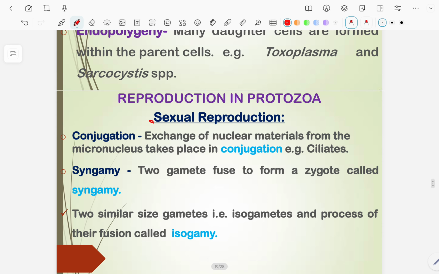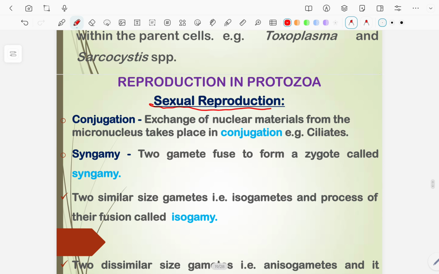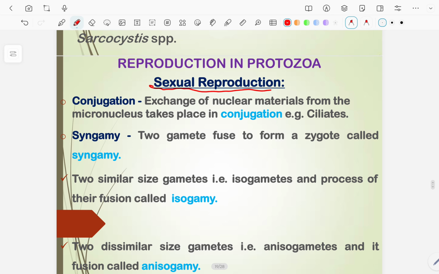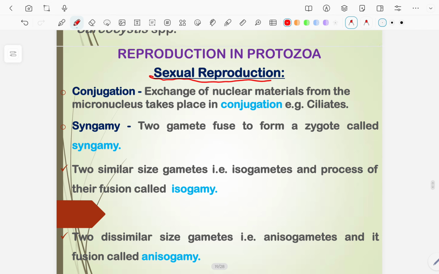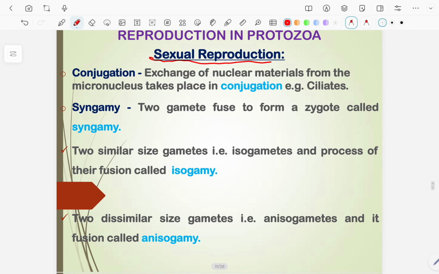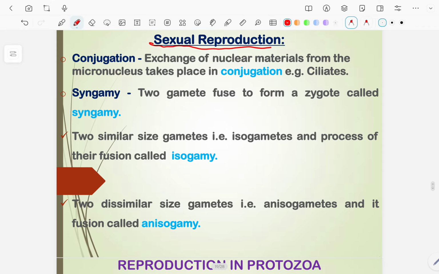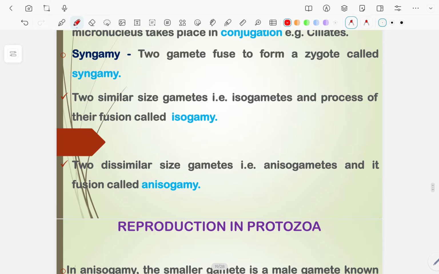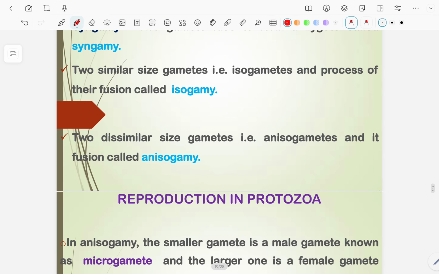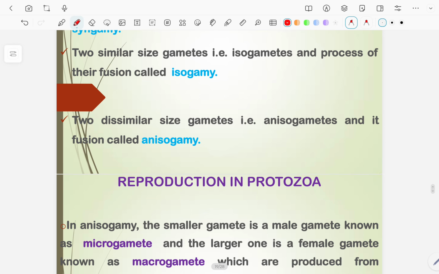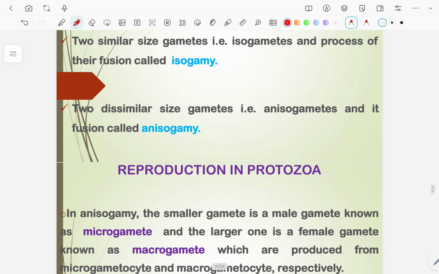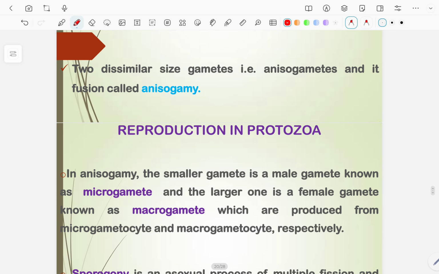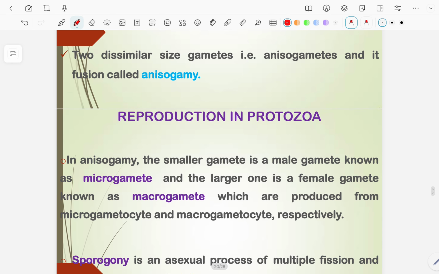Sexual reproduction. Conjugation: exchange of nuclear material from the micronucleus takes place in ciliates. Syngamy: two gametes fuse to form a zygote. Two similar-sized gametes fusing is called isogamy. Two dissimilar-sized gametes fusing is called anisogamy.